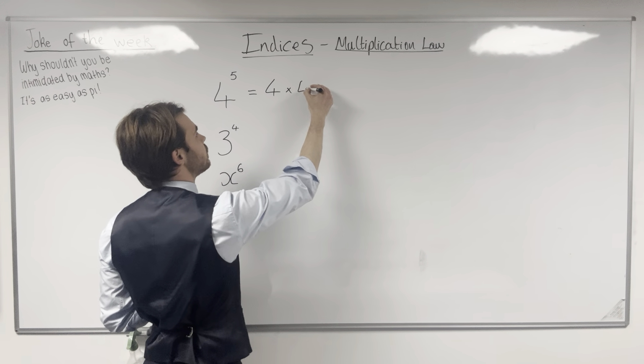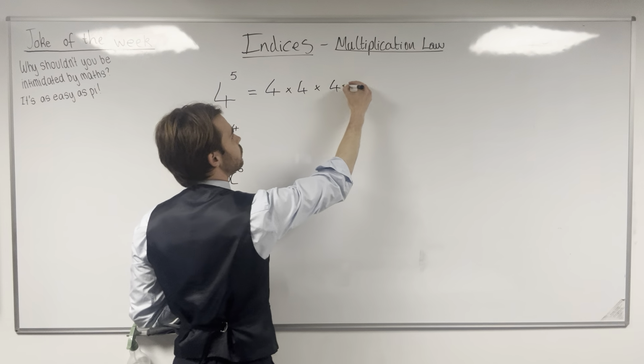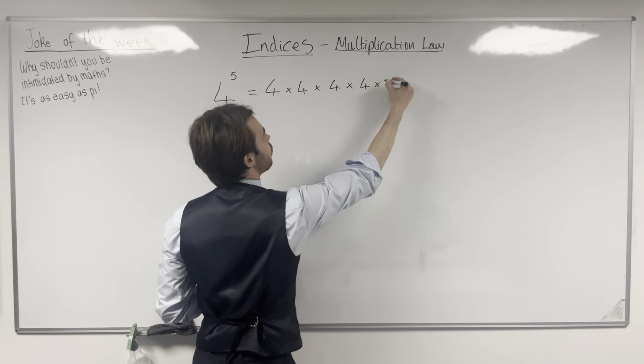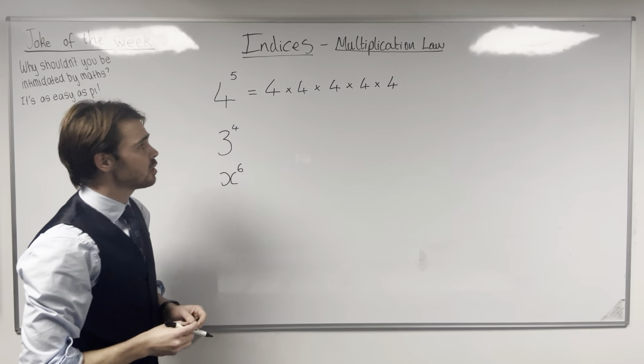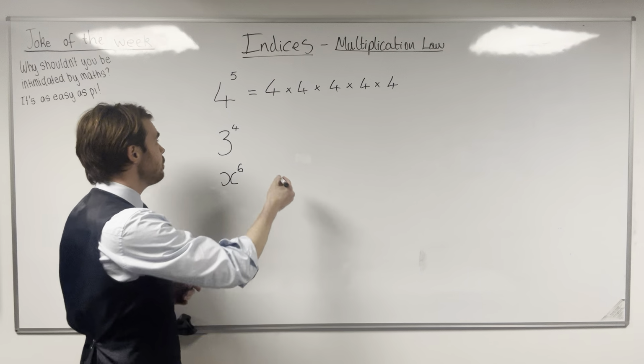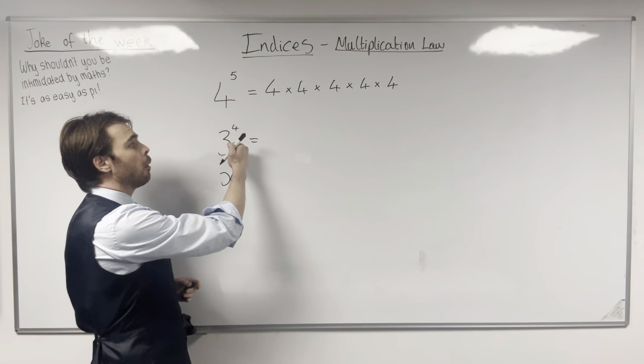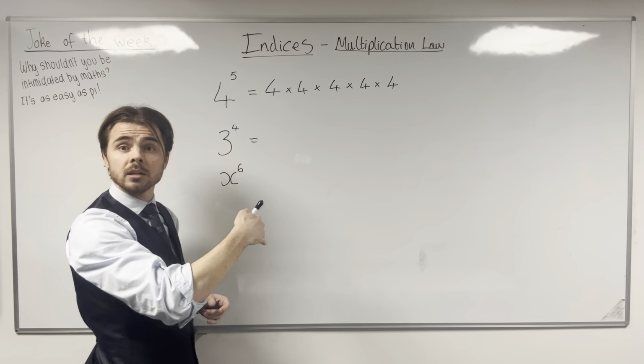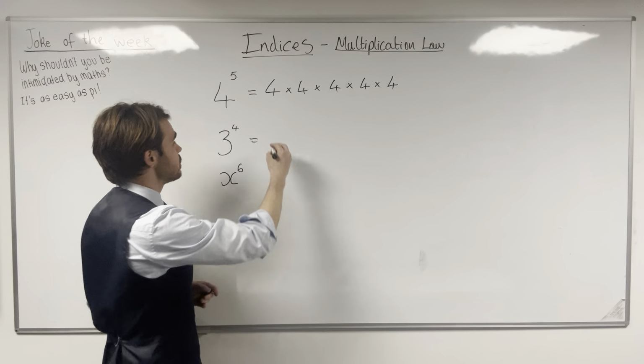So we would write it like this. Number 4 and number 5. Okay, so that's what it means, a little power. Then moving on to 3 to the power of 4. This is 3 times itself 4 times.